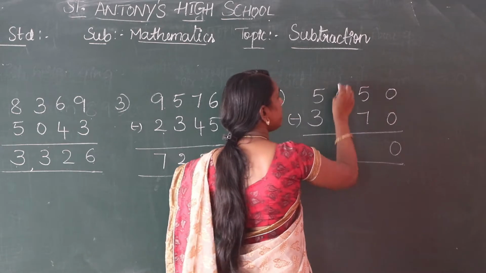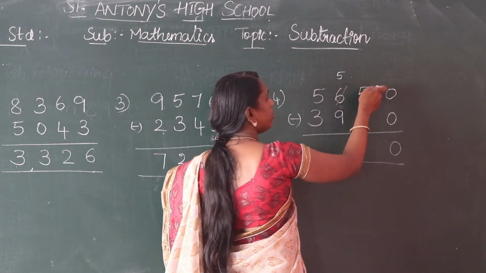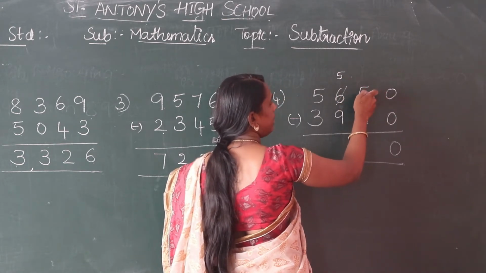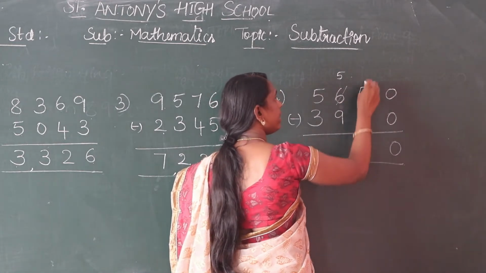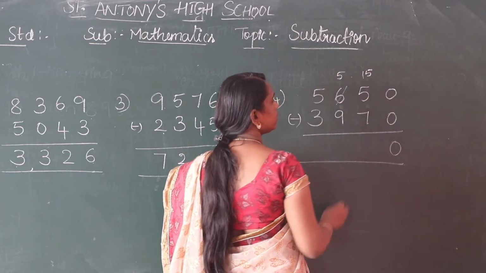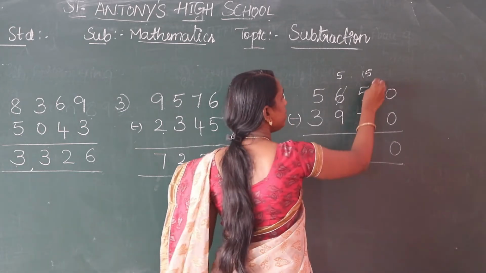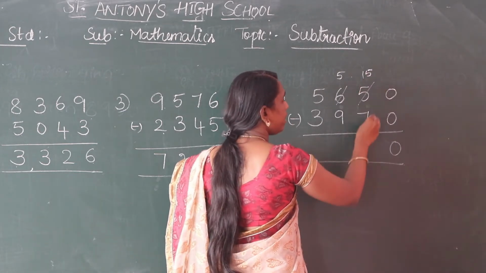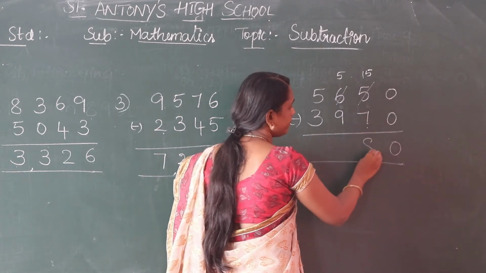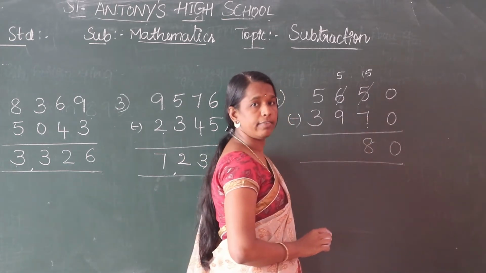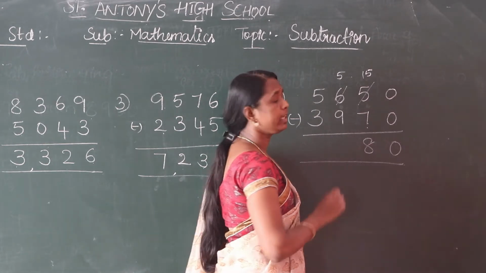So this 6 becomes 5. We give borrow to 10th place. Add 10 to 5. 10 plus 5 becomes 15. 15 minus 7, how much? 8. 15 minus 7, how much is it?